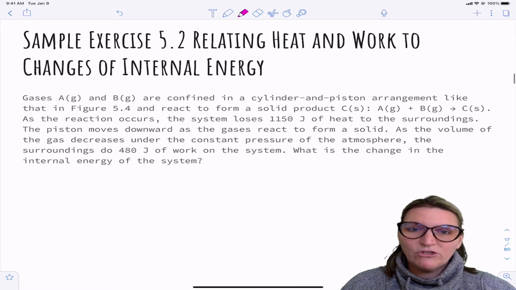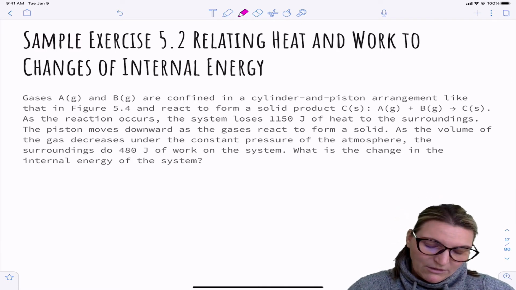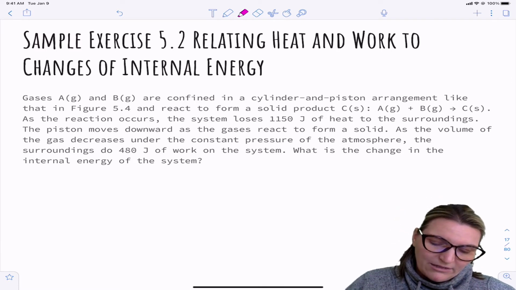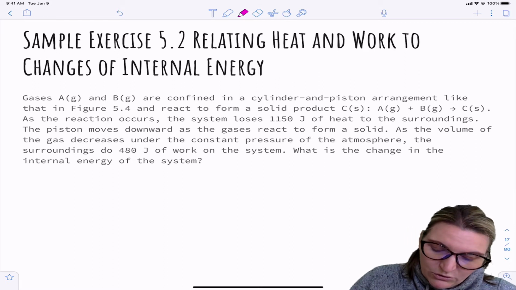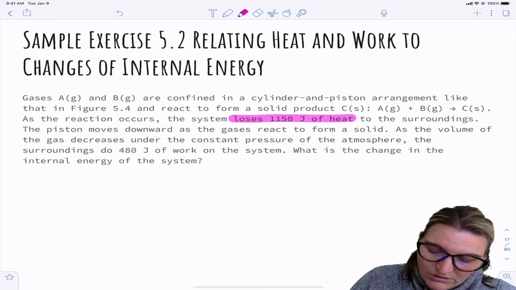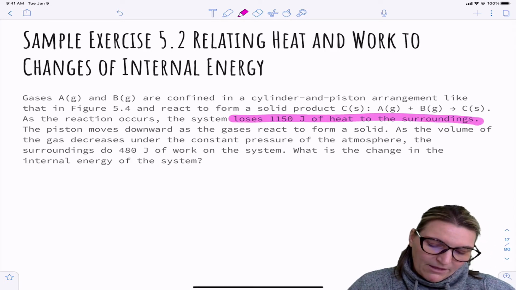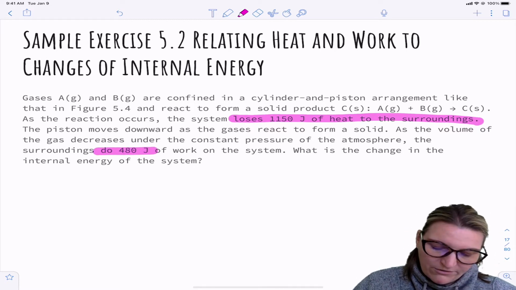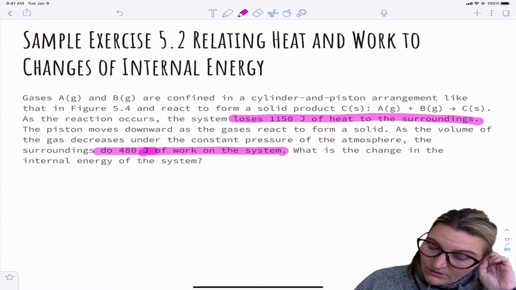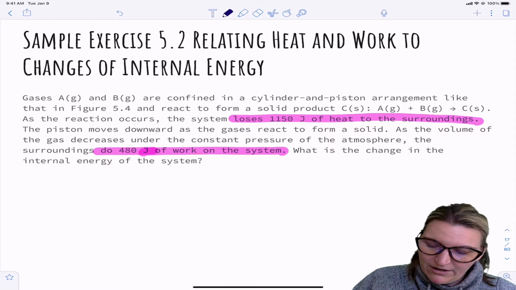And so there are lots of questions that really ask you to apply that concept. So here, gases A and B are confined in a cylinder and piston arrangement like in figure 5.4, and react to form a solid product. As the reaction occurs, the system loses 1150 joules of heat to the surroundings. The piston moves downward as the gas reacts to form a solid. As the volume of the gas decreases under constant pressure of the atmosphere, the surroundings do 480 joules of work on the system. What is the change in internal energy?